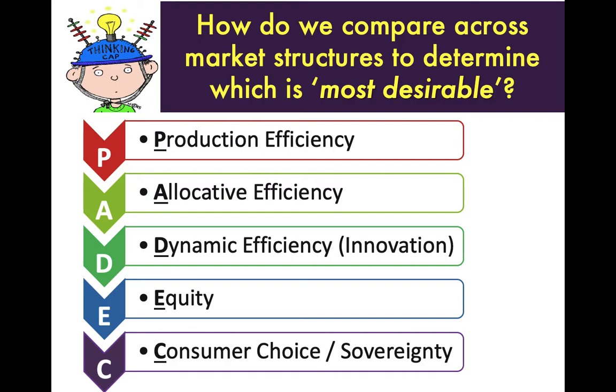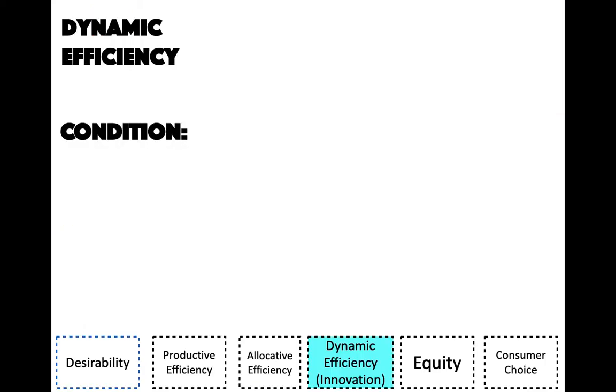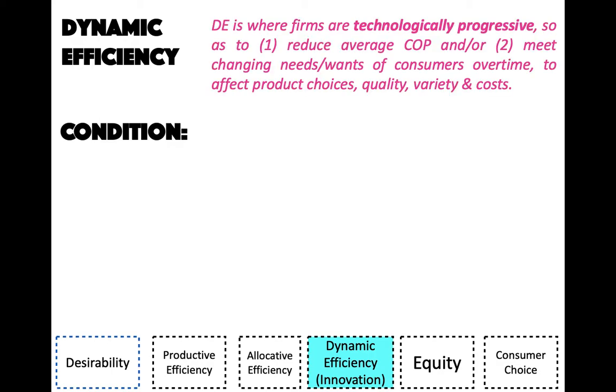Okay, now let's look at the last efficiency concept, which is dynamic efficiency. What is dynamic efficiency and how do we know firms are dynamically efficient? Well, dynamic efficiency is where firms are technologically progressive. So they're making technological improvements to their production technique in order to reduce the average cost of production and/or to meet changing needs and wants of consumers over time. And these technological progressions will affect their product quality, variety, and also cost of production over time.